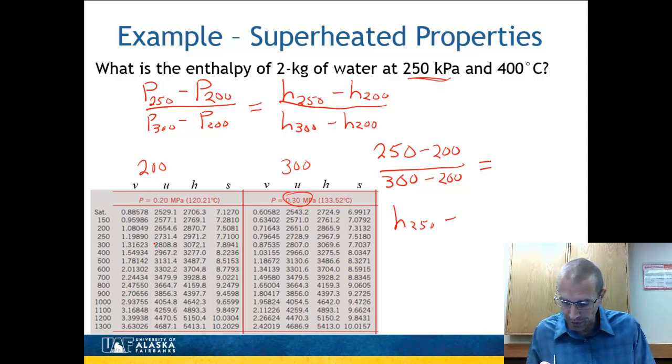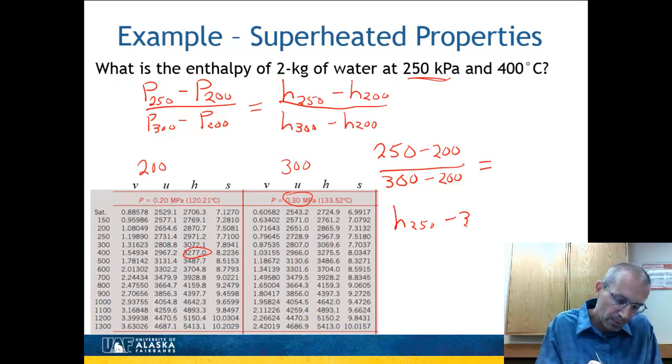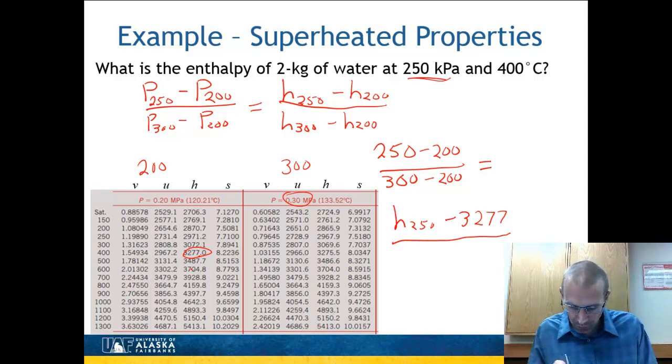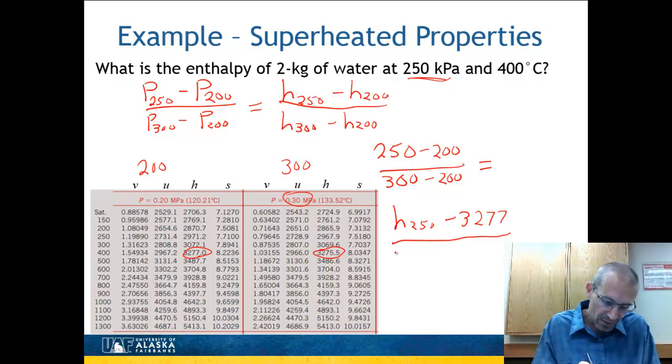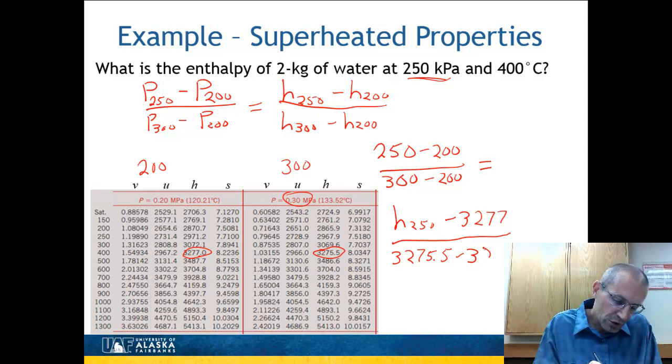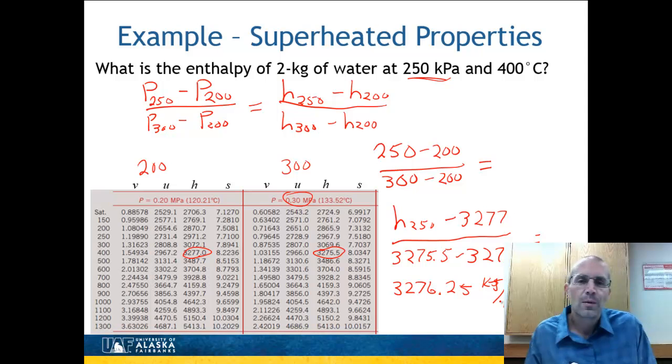So I'm going to go to my 200 table and look up what my H value is. It's 3277. And then H at 300, going over to my other table, 3275.5, minus 3277. And that will give me what my value of H is, which is 3276.25 kilojoules per kilogram.